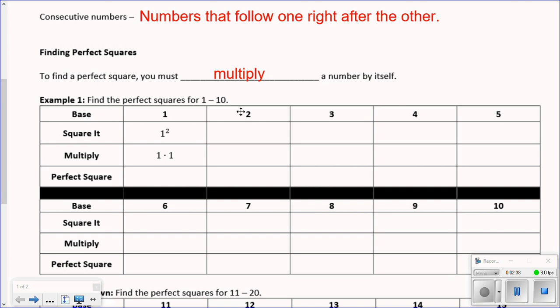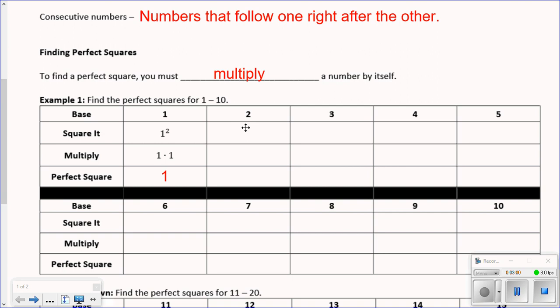Okay? The base is 1. So I'm going to square it, meaning I'm going to put an exponent of 2 on it. That's going to help me find my perfect square when I square something. What that really means is I'm multiplying the number by itself. That base is going to get multiplied by itself. 1 times 1, so the perfect square is 1.